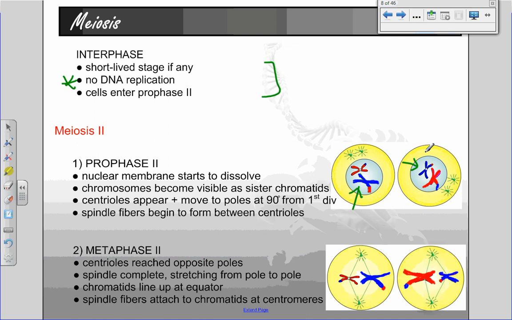Whereas in... I don't know what I was going to say. In normal mitosis, no, never mind.